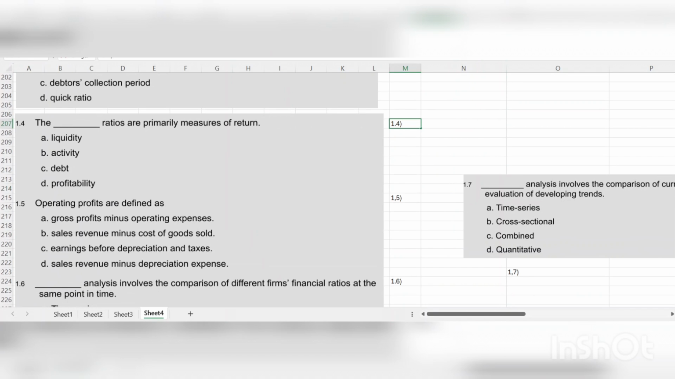For number 4, we're asked what ratios measure return. That would be D, profitability. You want to know what you're getting back. For number 5, operating profit, the definition. It's very important, and that would be A.